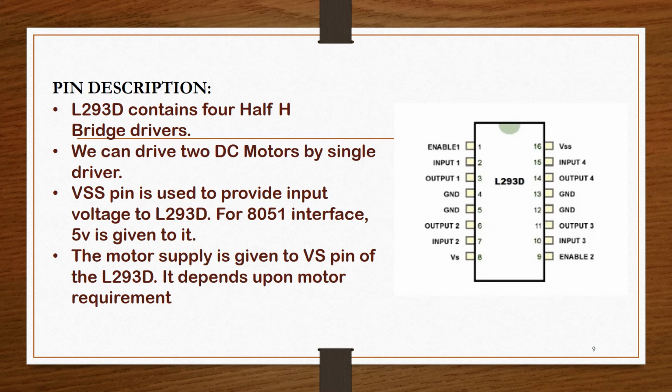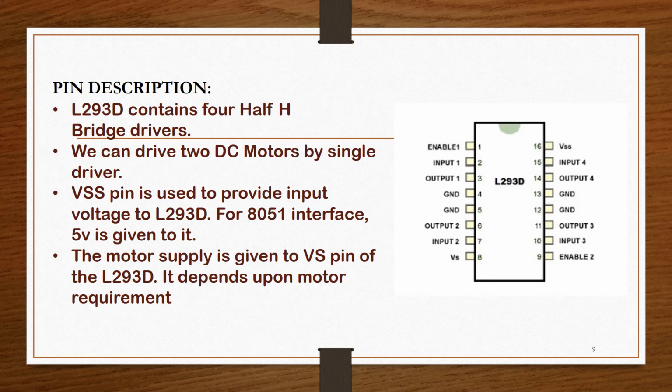Pin number 1 is enable, 2 is input 1, 3 is output 1, 4 is ground, 5th is also ground, 6 output 2, 7th one input 2, then VS, then pin number 9 enable 2, 10 input 3, 11 output 3, 12 ground, 13 ground, 14 output 4, 15 input 4, and 16 again VSS. So we can see here we can drive two DC motors by a single driver, because a double set is there. VSS pin is used to provide input voltage to L293D.